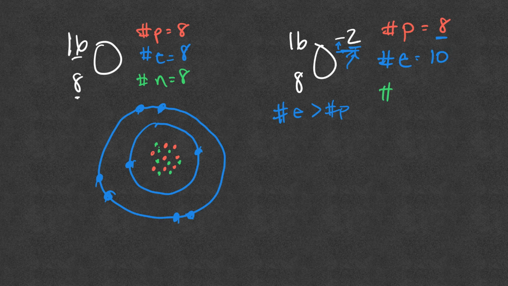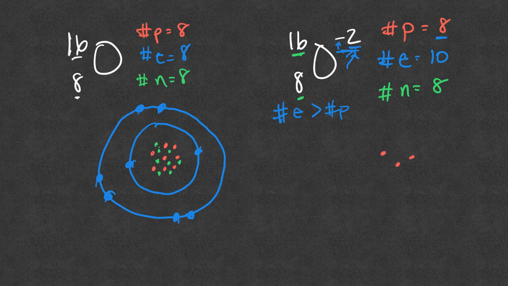And then neutrons, in this case, don't change since our mass number is 16. We know that the mass number is the sum of the protons and neutrons. So if protons is 8, the only way that this mass number could be 16 is if you also have 8 neutrons. So how does this look?